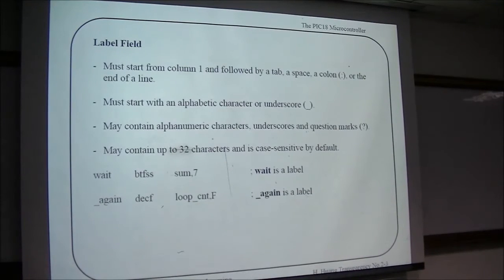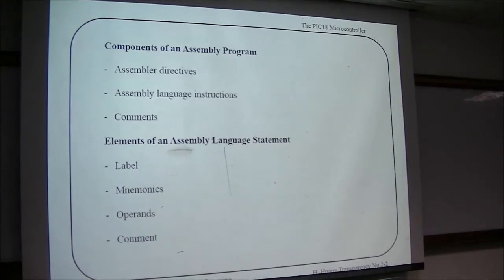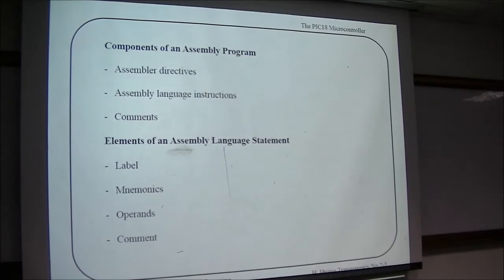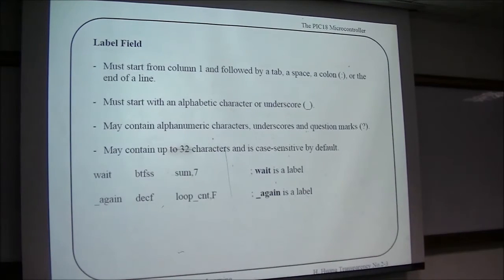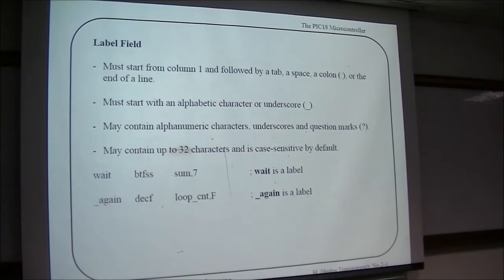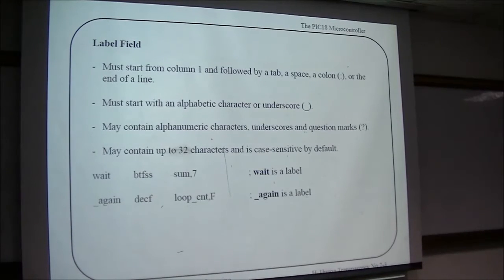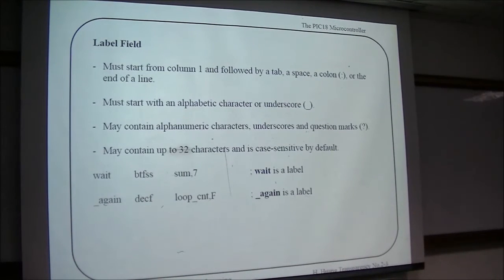So let us now go into each. We are zooming into the assembly language statement. We're going to see what the criteria are for the label, mnemonics, operand, and also comments. Now for the label field, don't worry about how we use that. Just understand where the position is, where the label can be, where the mnemonic should be, and where the operand and the comment should be.